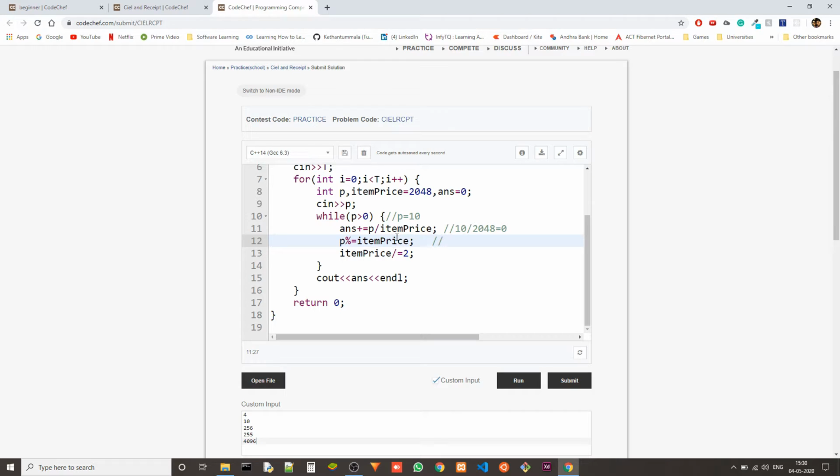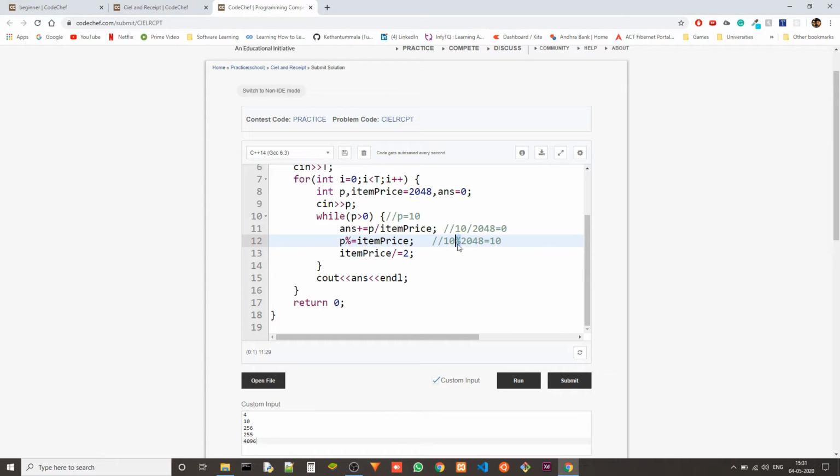P percentile equals to item price. What does this do? Well, this just sets the current price so that we are left with the remaining price after we have added the current item into the answer. We are left with this. Let's say in the case of 2048, we are not adding anything, right? Because we can't add it, it will go over the price. So P percentile item price will result to, well, P is 10, percentile 2048 is equals to 10, right?